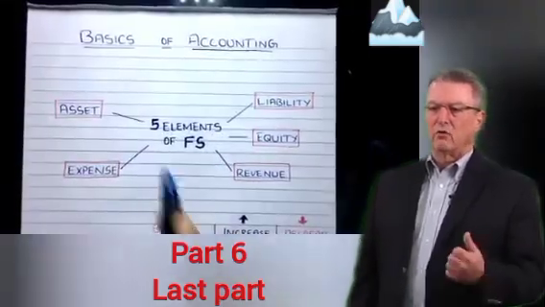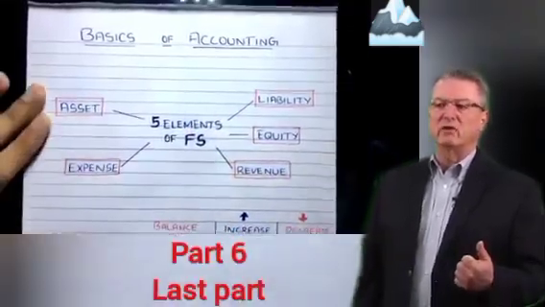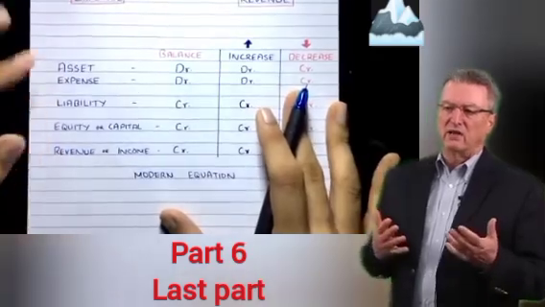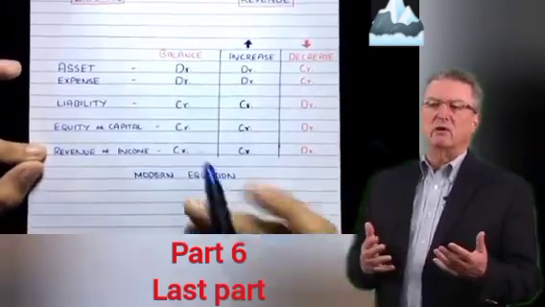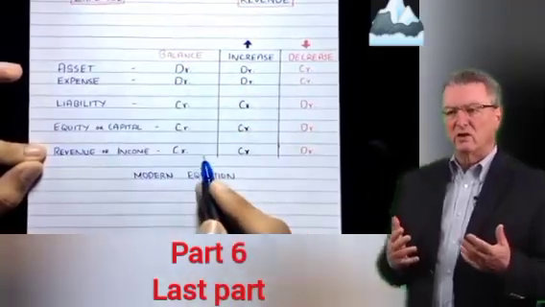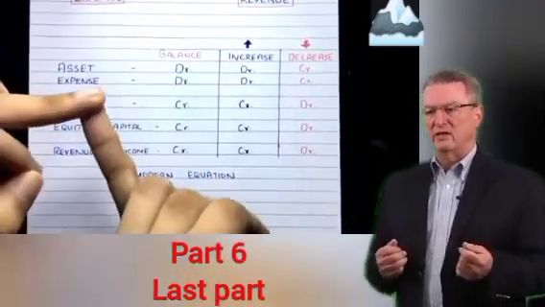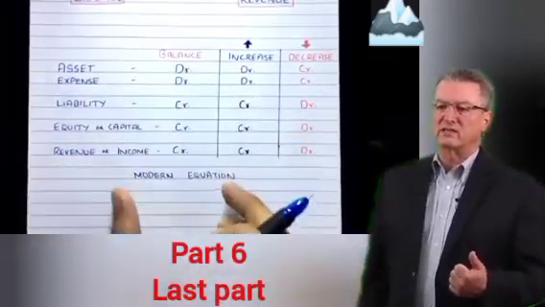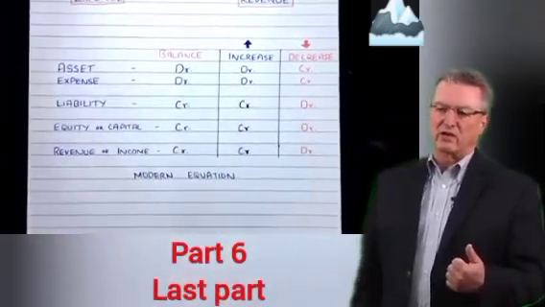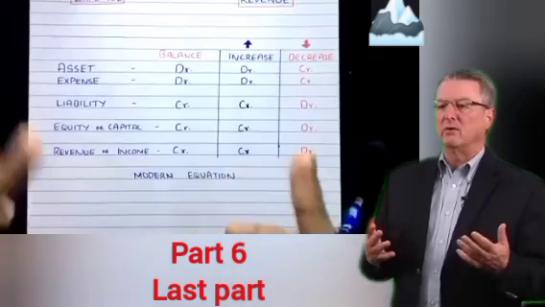Now let's see what kind of balances these 5 elements have. These are the 5 elements, right? Asset, expense, liability, equity and revenue. So now you must know what kind of balances they have. It will help you to pass the journal entries as well as to do the ledger posting. So entire accounting is based on this modern equation, and you will also be able to relate the meaning of debit and credit over here.